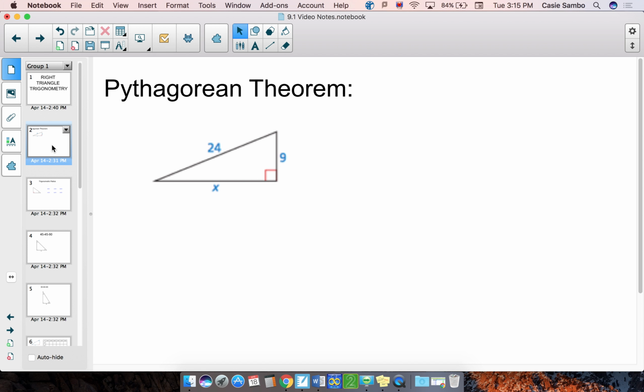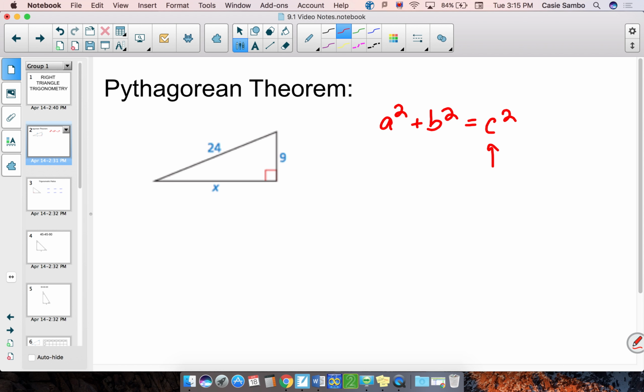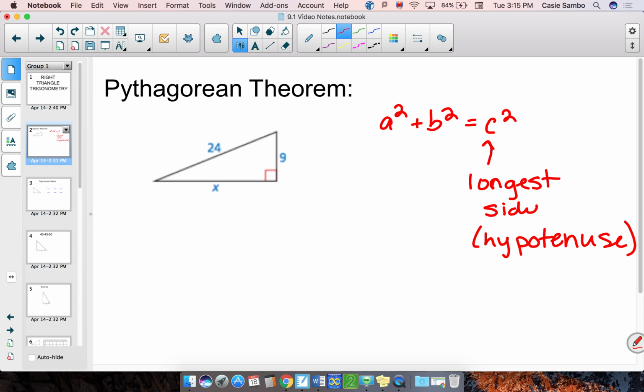So your Pythagorean theorem, as a refresher, is a squared plus b squared equals c squared, where c is the longest side, also called the hypotenuse. So for this particular problem, we can call our long side our hypotenuse C. We can just call this B for fun, and this one we can just call A. That's fine. So we're going to just plug it into the formula.